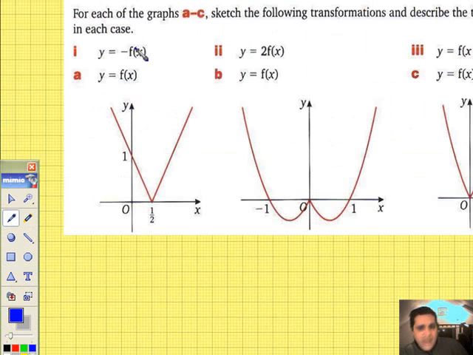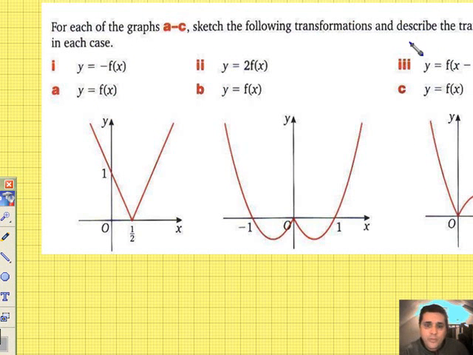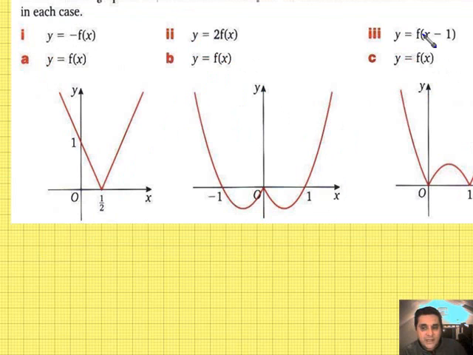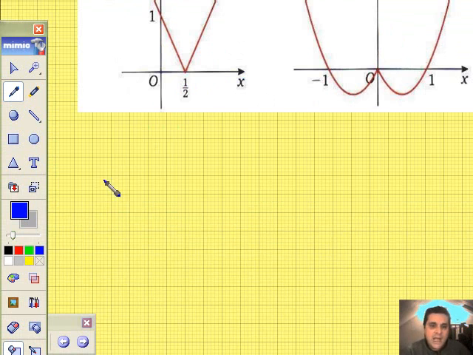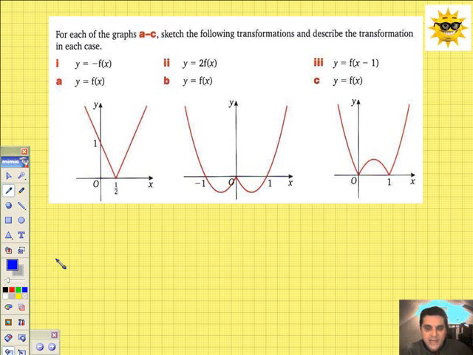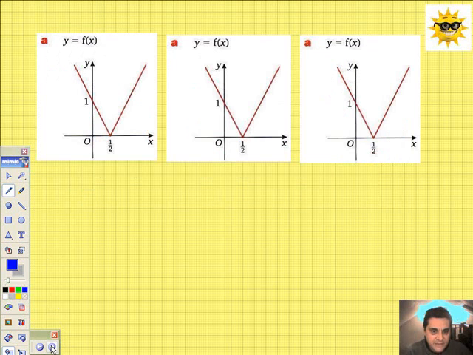Each one is called f of x, and for each of these sketches I've got to transform them and describe them. In other words, I've got to do y equals minus f of x for each of these three. I've got to do y equals 2f of x for each of these three, and I've got to do y equals f bracket x minus 1 for each of these three. So I've got 9 little sketches to transform, and what I've done is made copies on the other side. So let's just do the minus f of x first.